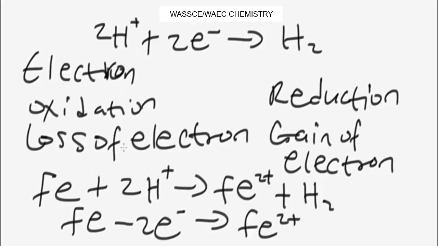In oxidation reaction, there is loss of electron to form an ion, whereas in reduction reaction, there is gain of electron to form an atom. So take note of this. It's very important, guys. Now, let's note again that displacement reactions are also redox reactions. Let me show you how displacement reactions are also redox reactions.